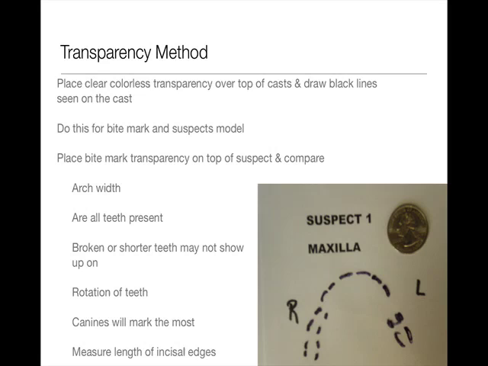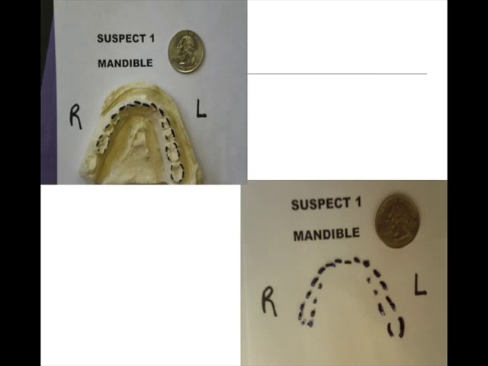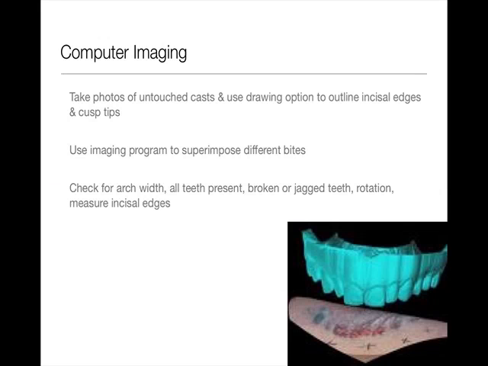So things you would look for are like arch width. You would note if all the teeth are present, note any broken or shorter teeth because they may not show up on the bite mark, the rotation of teeth, and you should remember that canines will mark the most. And you should measure the length of the incisal edges. And here we have the suspect's teeth, and then you can see a model of his teeth, and you can see that's the transparency of it.